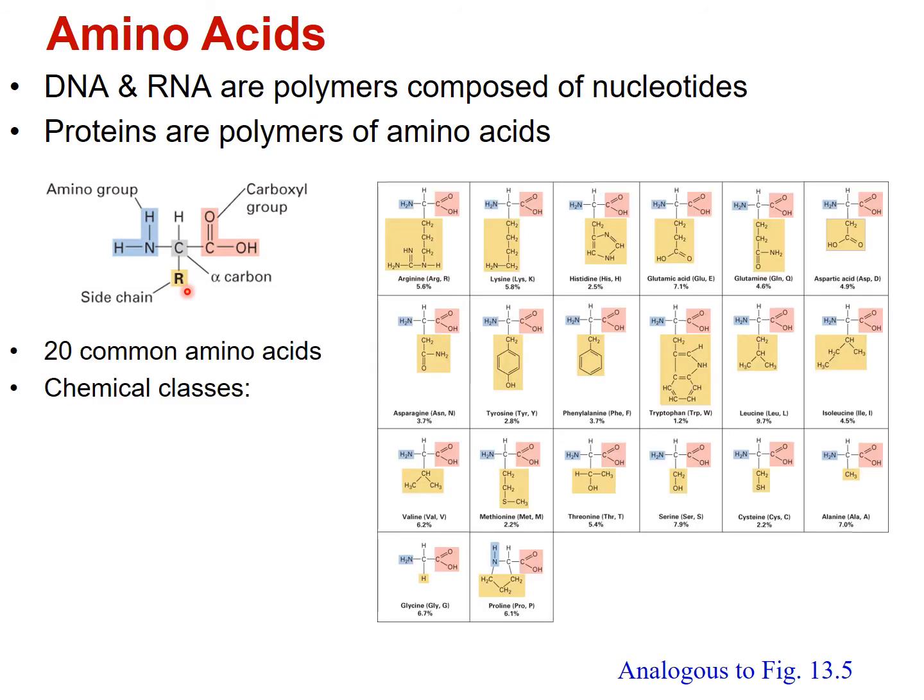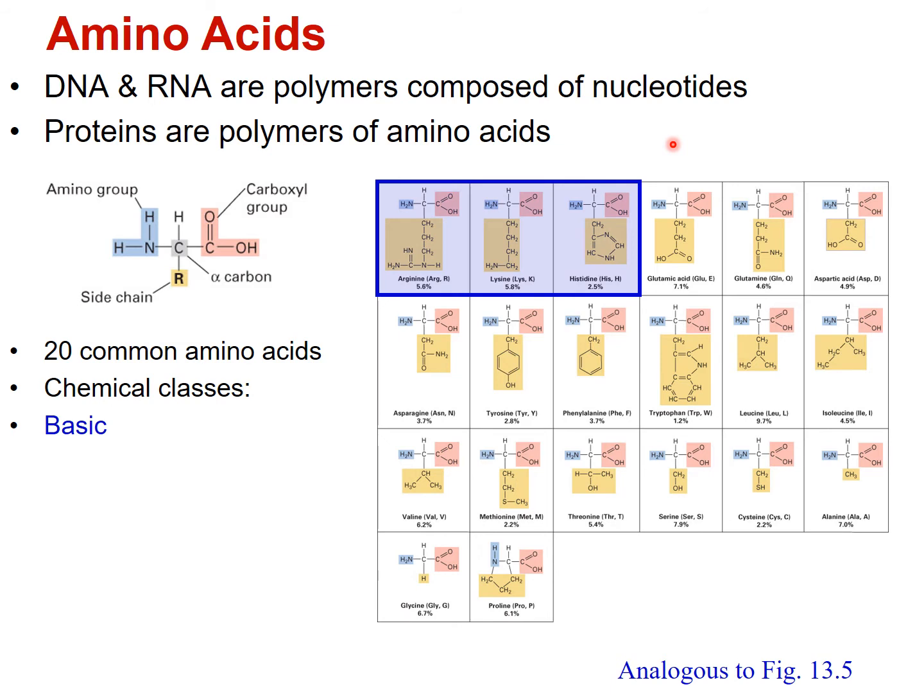If we look at the 20 common amino acids, we can see this common portion shown here at the top of each of these little pictures, and we can see the side chain shown in yellow for each of them. As you can see, there's quite a bit of variability. Now, these amino acids can be classified in various ways. So, some that you should know.